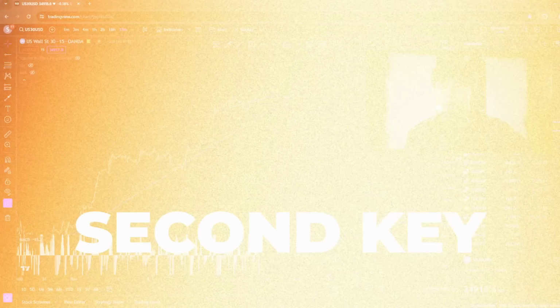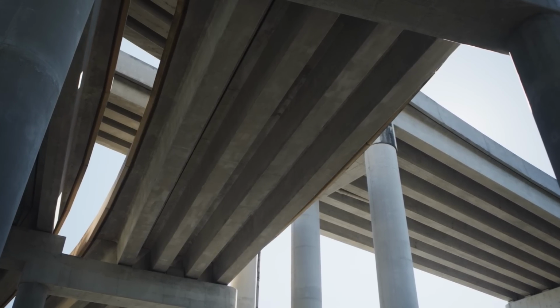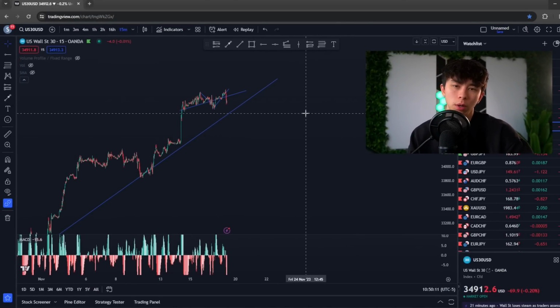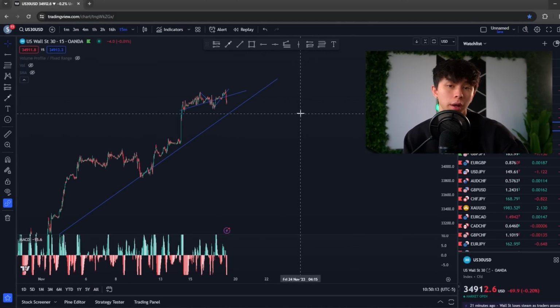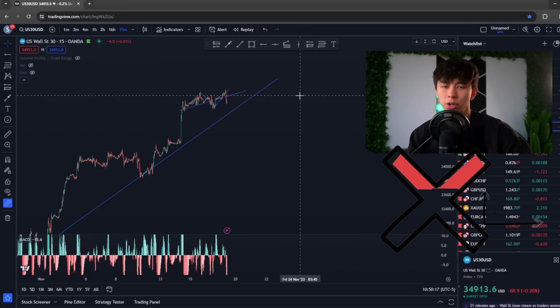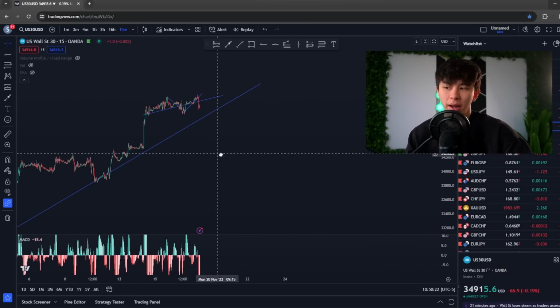A second key component of momentum is understanding structure. Everything that's being built has to be built on good structure. So if you're looking at an uptrend, you want to make sure the uptrend has a nice form, a nice structure to it. If it's all over the place, it's going to have bad structure, and it's most likely going to collapse. And that's actually an example of what might happen here.